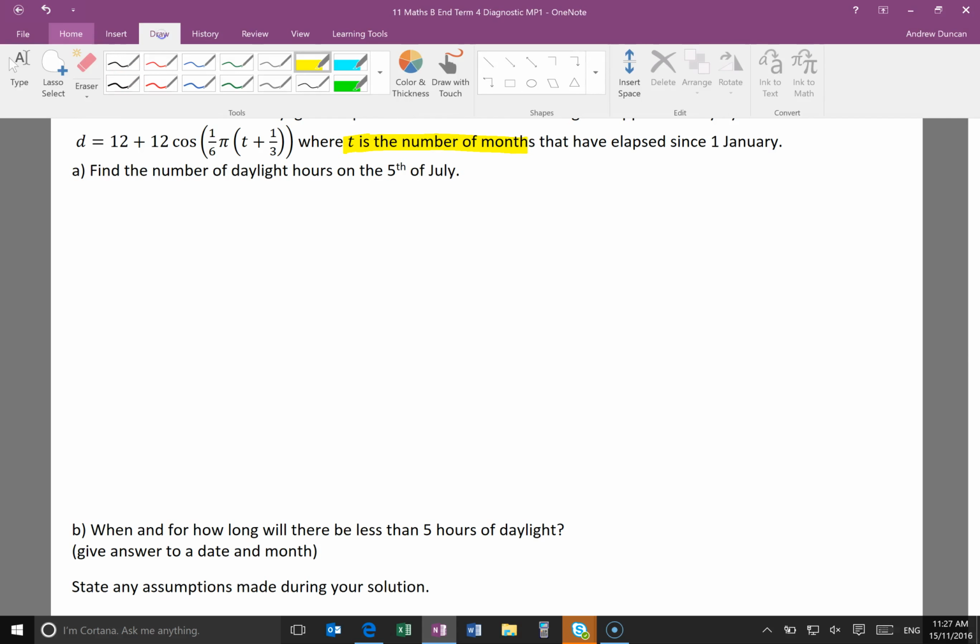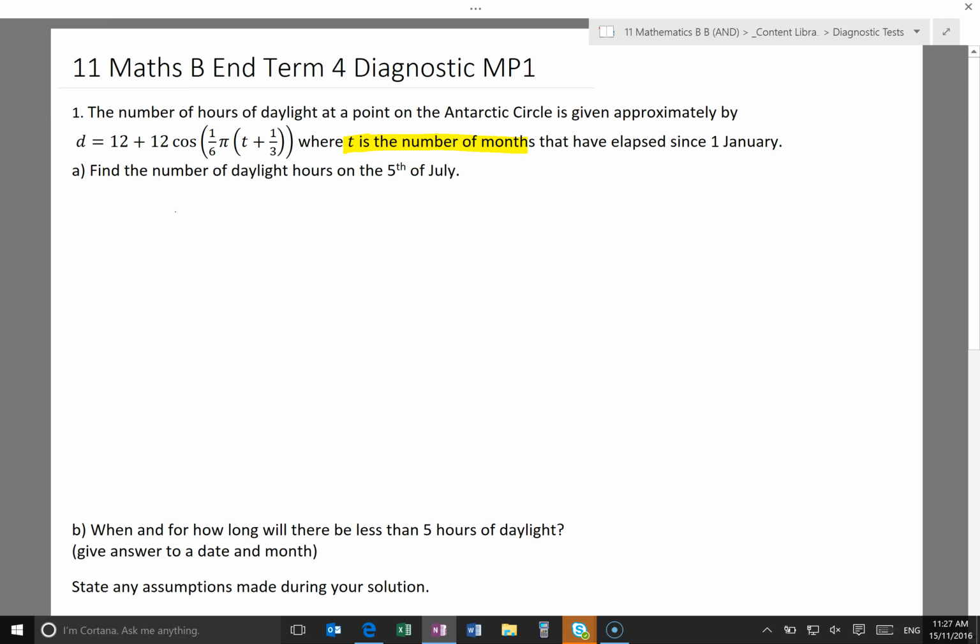So the question asks us to find the number of daylight hours on the 5th of July. So essentially we're going to have some graph. It's like D versus T, an average value of 12, amplitude of 12, and it's a positive cosine graph. So it'll look something like this. Over the period of a year, 12 months, it should repeat itself. So what we're trying to find is, on this particular day, on the 5th of July, whereabouts on the graph it is and how many hours of daylight there will be.